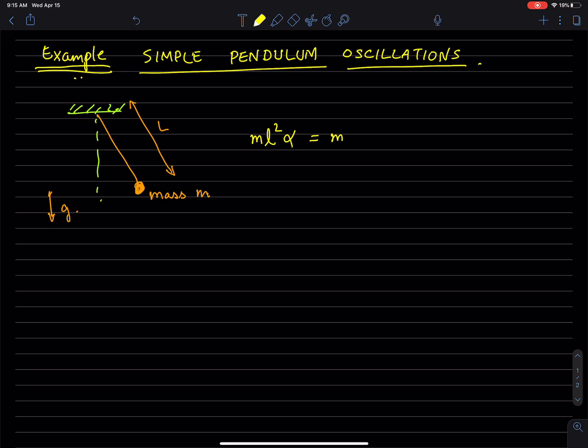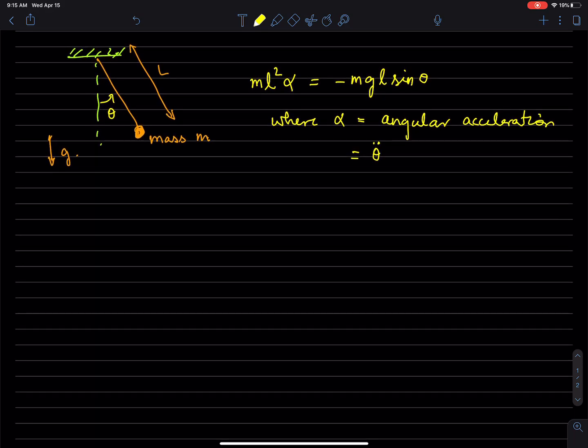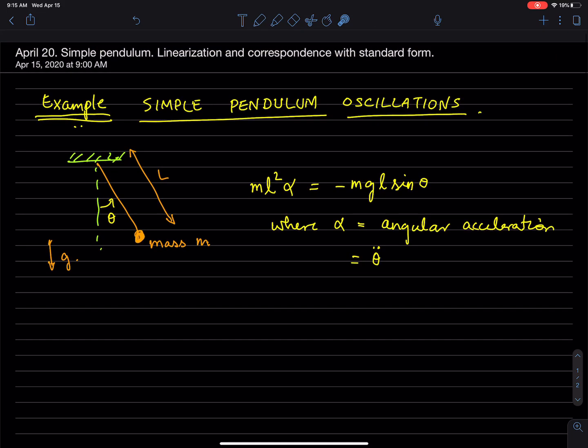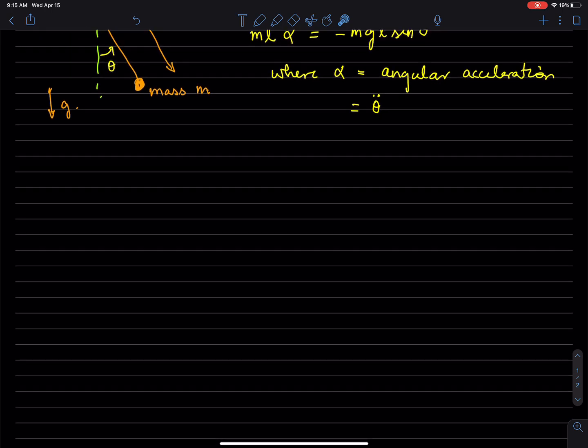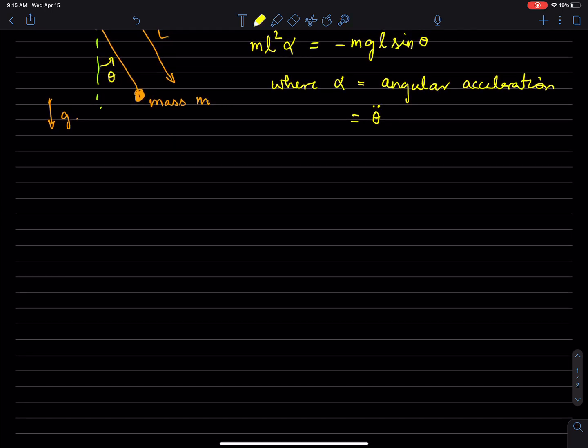minus mgl sine theta, okay, where alpha equals angular acceleration. If this is theta, alpha is theta double dot, the angular acceleration. So you can use concepts from homework 4 or homework 8 to derive this equation of motion. Maybe at the end of this video I might actually derive this equation. But let's just say we are given this equation.